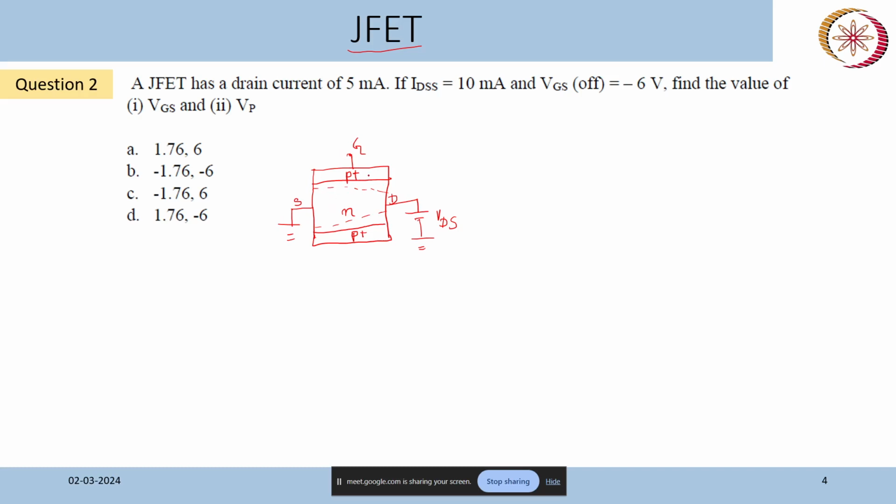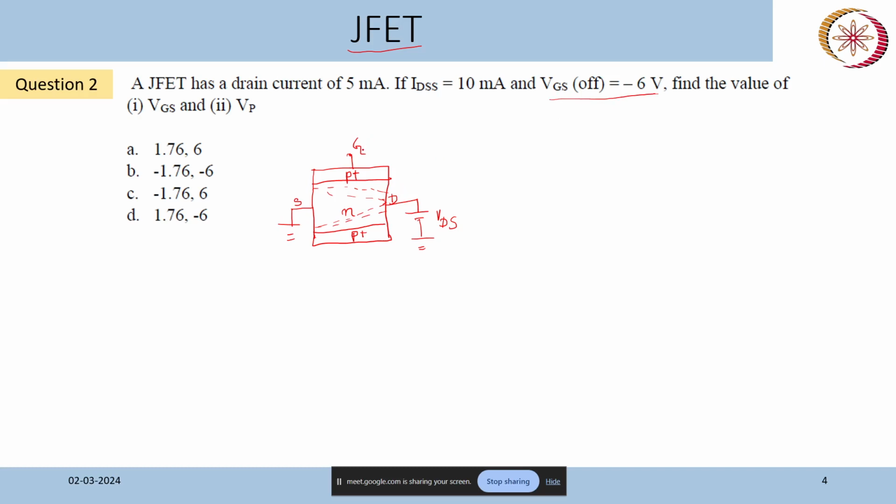Now generally this is kept reverse biased, and for a particular gate voltage, this channel will pinch off. That means the depletion region will touch here at the drain junction. So at this point the width of the depletion region is maximum here, and the voltage at which this happens is given as minus 6 volt.